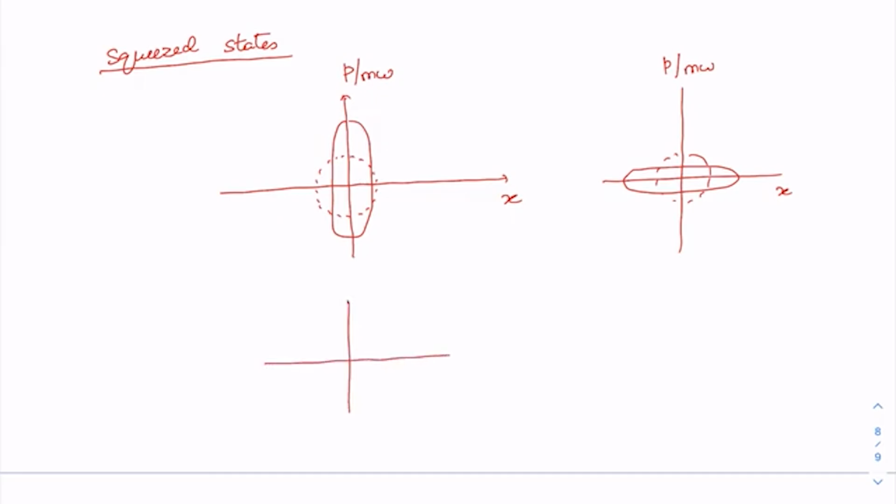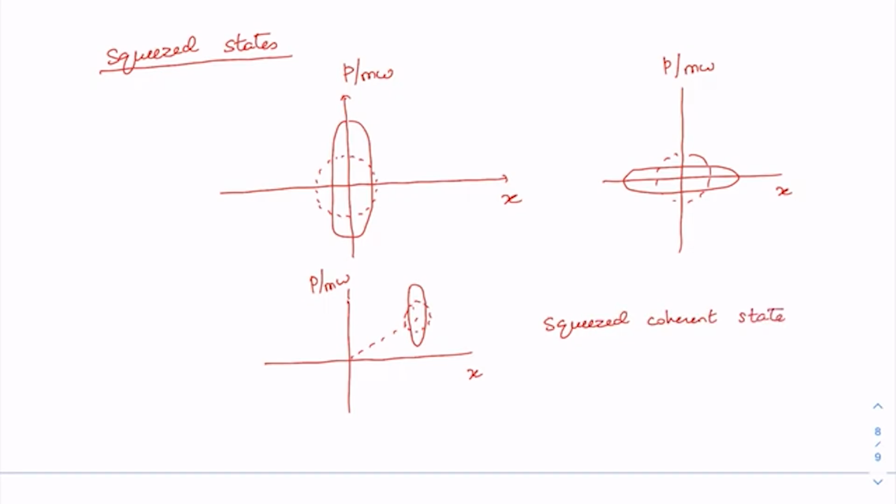You will see what I mean by squeezed coherent state is this. You have, say, these are your axes. Coherent state as such is a displaced ground state, and you now squeeze it. Say you squeeze the x quadrature, then your momentum quadrature is getting amplified at the cost of squeezing of the x quadrature. These are called squeezed coherent states.